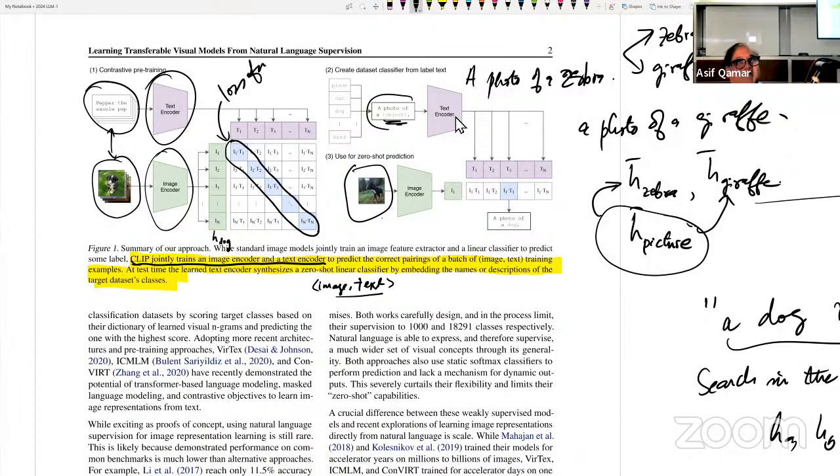And therefore, the beautiful thing is that once you have CLIP trained, CLIP can act as a zero-shot classifier for all such situations. Do you see the power of it, guys? That's it. You have a zero-shot classifier. So this is the downstream task that it can solve.